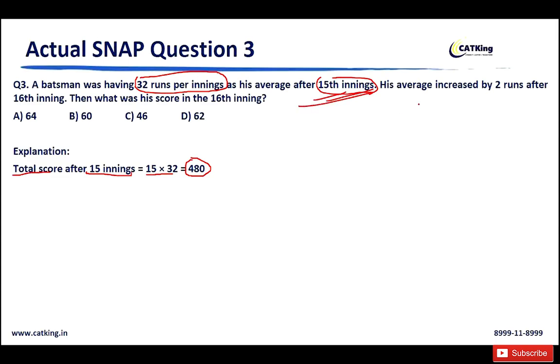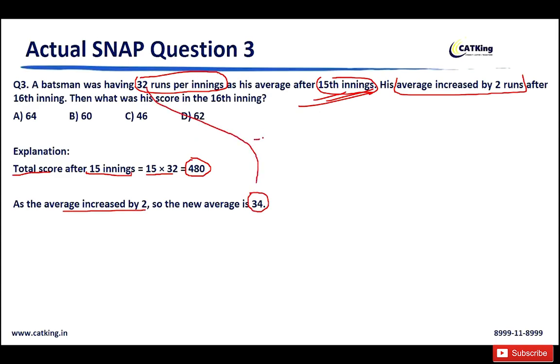Alright. Now his average is increased by 2 runs. Therefore, the average is increased by 2. So the new average will be 34. Why? Because initially it was 32 and it has increased by 2. Therefore, the new average will be 34. Now, the total score after 16 innings will be 16 into 34 because now the new average is 34. Therefore, the total score becomes 544.